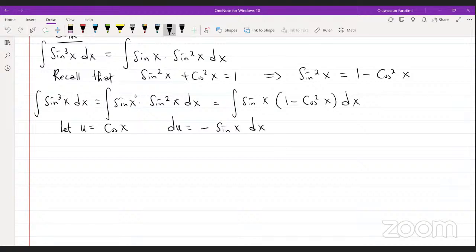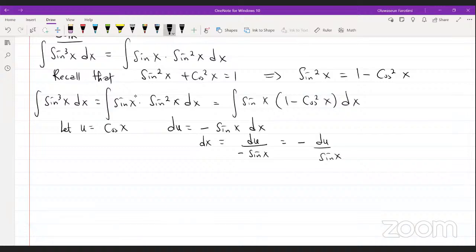Of course, we talked about u substitution in section 5.5, and we are just applying that understanding here. I need to write dx by itself. So pretty much that means I can do dx equals du over negative sine x. And of course, with negative sine x on the bottom, you can write negative du over sine x.